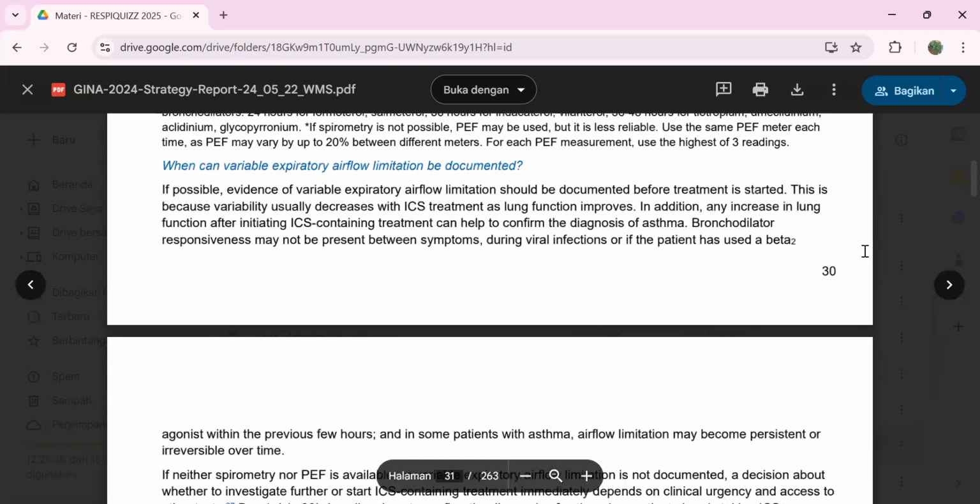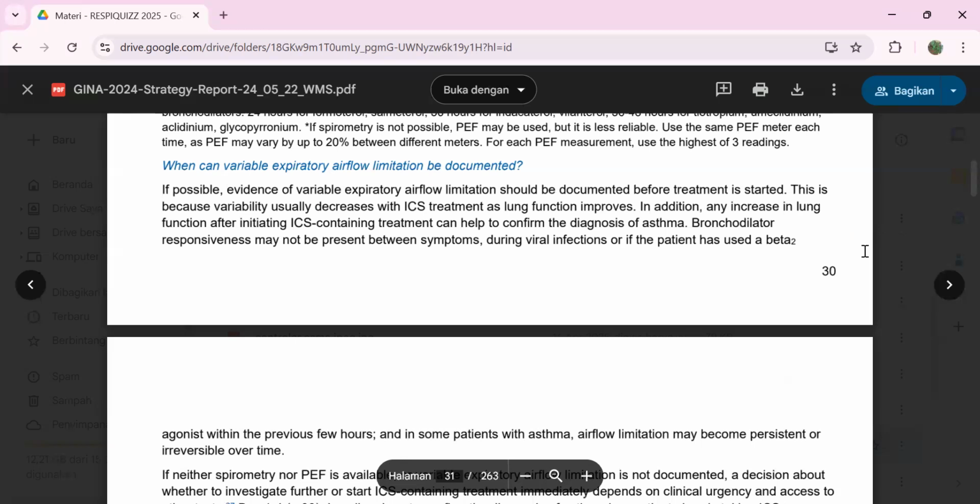When can variable expiratory airflow limitation be documented? If possible, evidence of variable expiratory airflow limitation should be documented before treatment is started. This is because variability usually decreases with ICS treatment as lung function improves. In addition, any increase in lung function after initiating ICS-containing treatment can help to confirm the diagnosis of asthma.